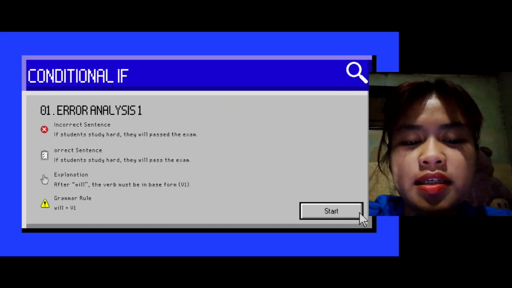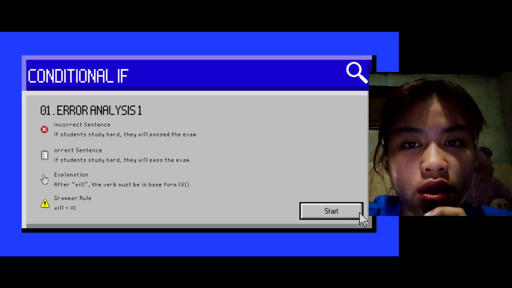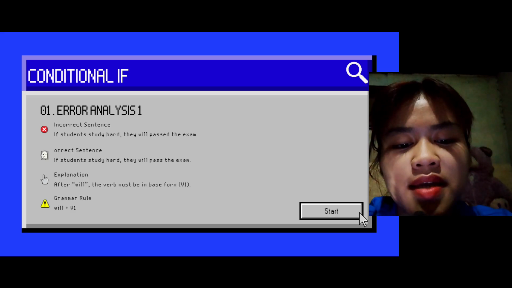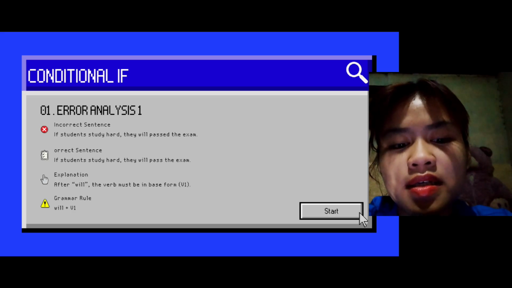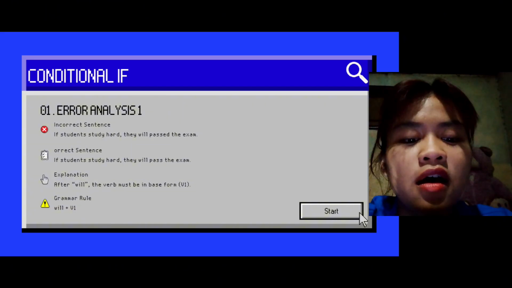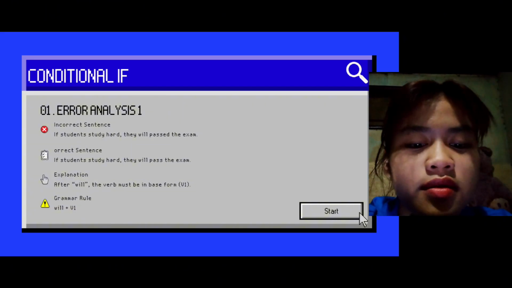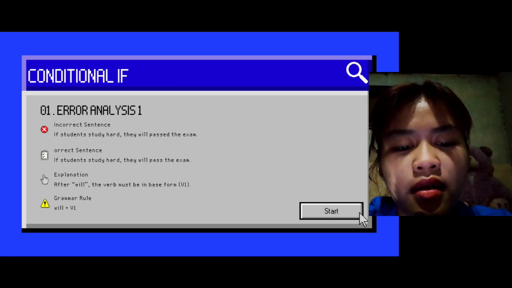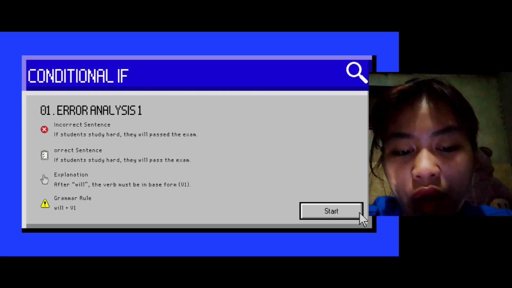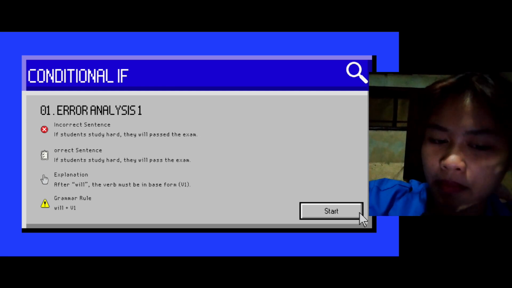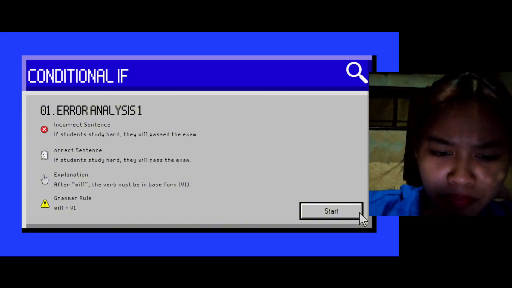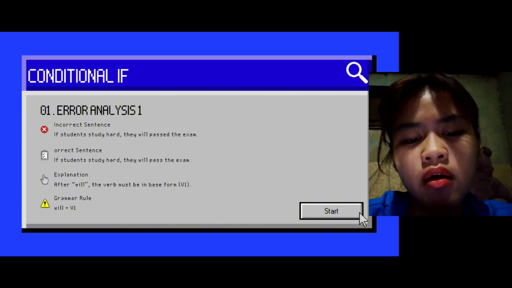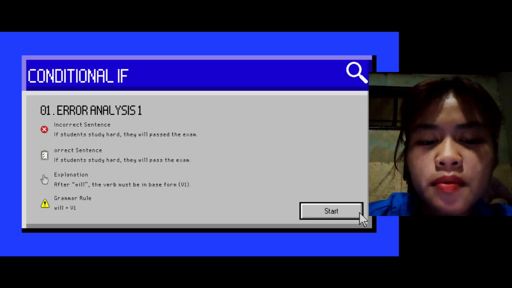So the first analysis is incorrect sentences. If students study hard, they will pass the exam. Incorrect sentence, it says, if students study hard, they will pass the exam. Explanation: after will, the verb must be in base form verb 1. Grammar rule: will plus verb 1.